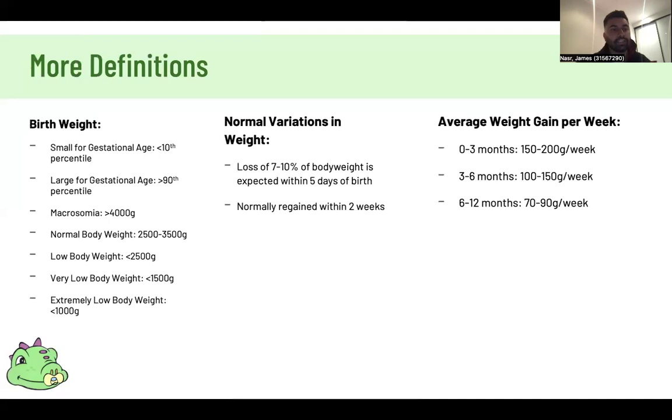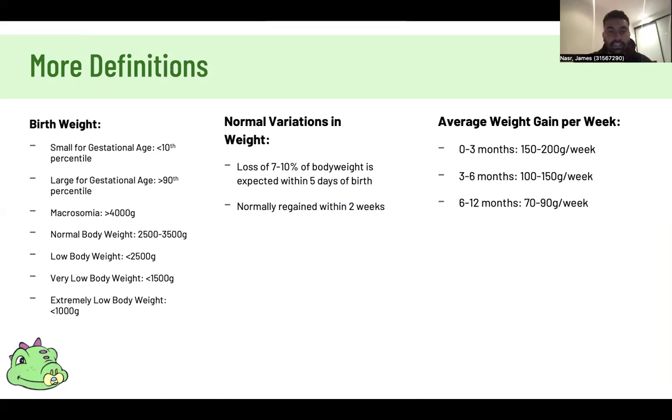A couple more definitions. When talking about birth weight or size, SGA is less than the 10th percentile, whereas LGA is greater than the 90th percentile of weight. Macrosomia is usually above 4 kilograms of weight. They're normally born to women with diabetes. A normal body weight for most infants is between 2,500 and 3,500 grams, although there is a bit of variation there. And then low body weight, very low body weight, and finally, extremely low body weight is less than a kilo.